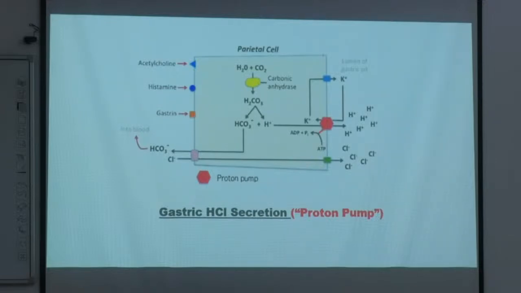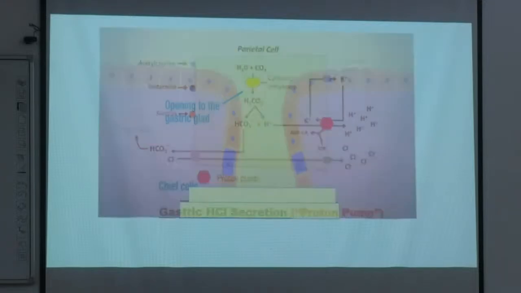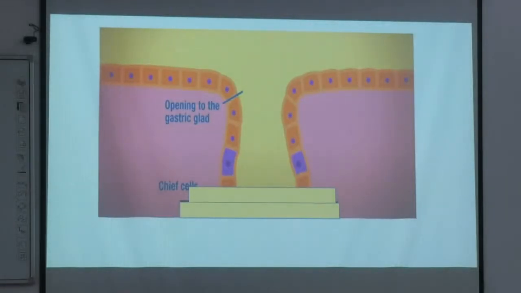In practice, in order to stop gastric hydrochloric acid secretion, drugs are given to inhibit this particular pump, which is called a proton pump inhibitor, and many of you have taken this drug knowingly or unknowingly. So this is opening into the gastric gland.